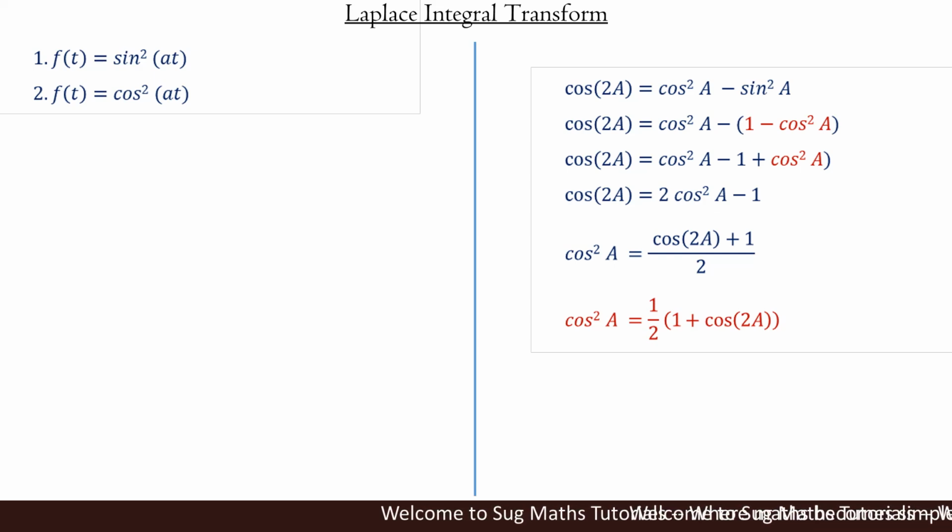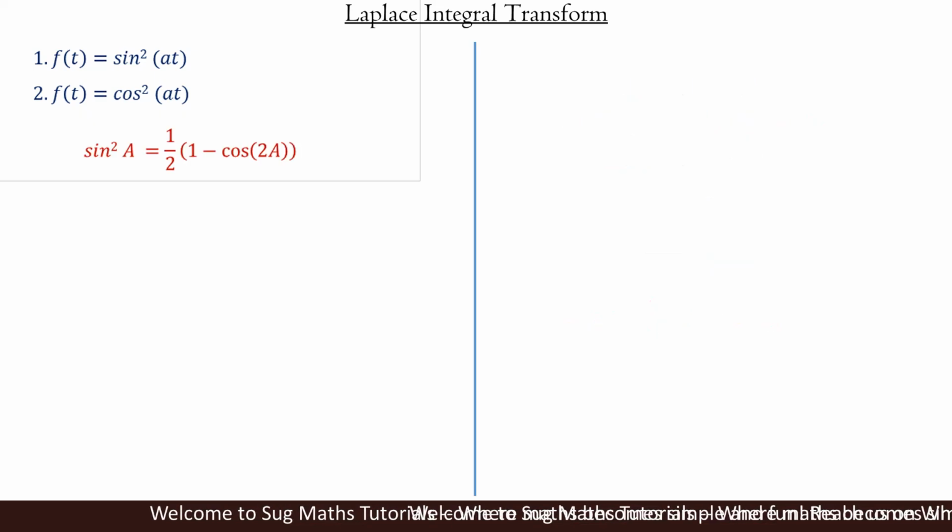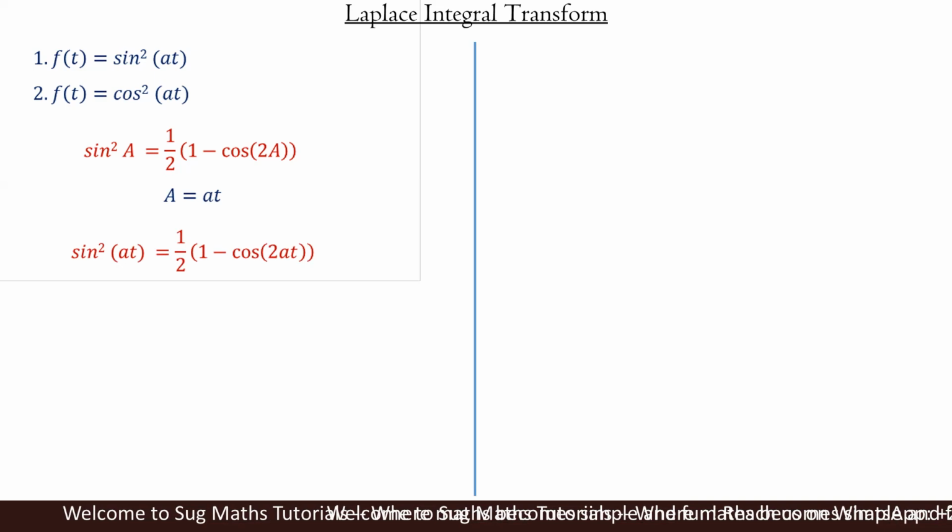So what we are trying to do is reduce this squared term to something simple where we can easily use Laplace to evaluate. That was what we just did now. Here we solved and said that sine squared a is 1 all over 2 open bracket 1 minus cos 2a. Now, in place of this a, let's write at, because the function we have is f of t equal to sine squared at.